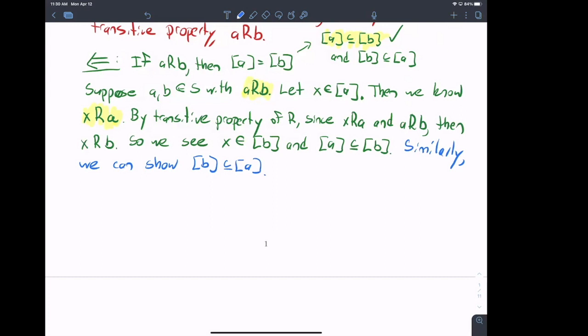Similarly, we could show that equivalence class B is a subset of A using the same sort of argument here. It would be good maybe for you just to verify how that would go. But rather than starting with something in A, let's consider some element Y, which is in the equivalence class of B, and then show that Y has to be in the equivalence class of A. So once we got both of those directions, this would tell us if A and B are related, then their equivalence classes are equal to each other. And that proves that result.